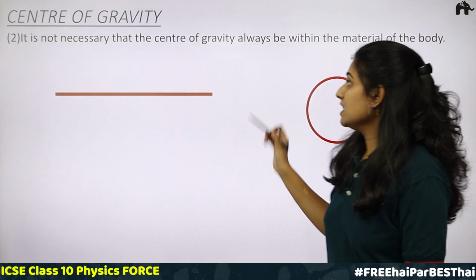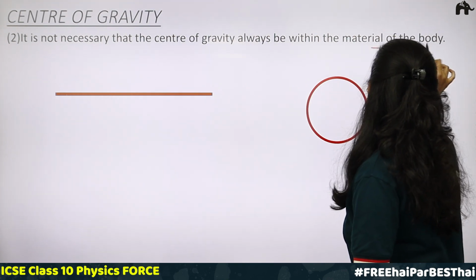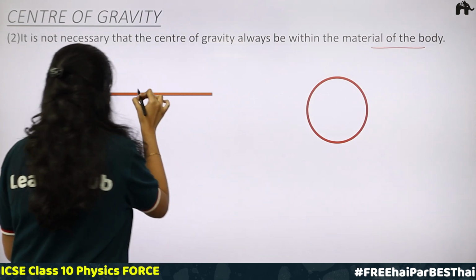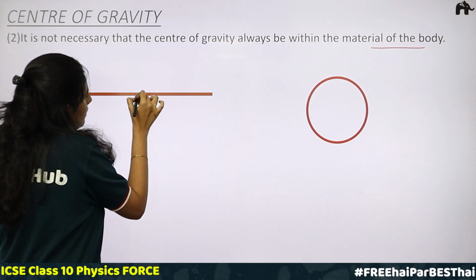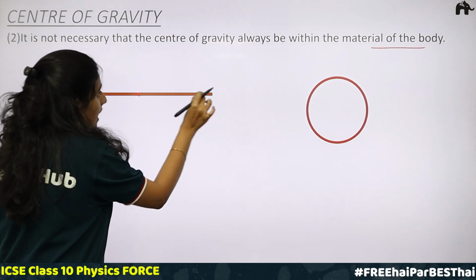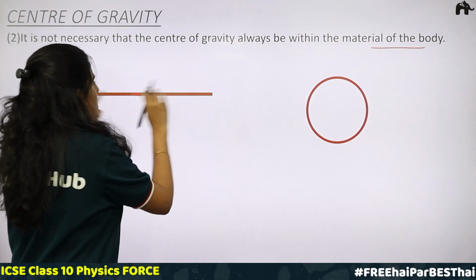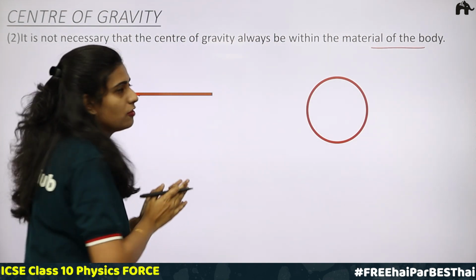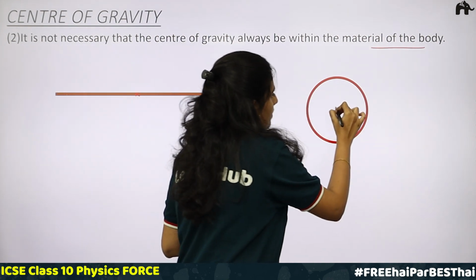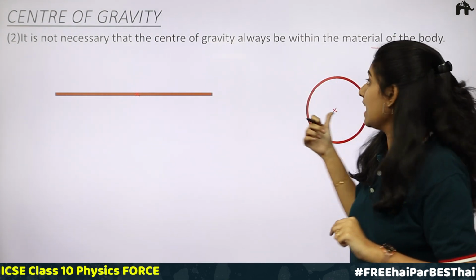Now, the second point: it is not necessary that the center of gravity always be within the material of the body. Consider the same example. We took a metallic wire. We said that the metallic wire had its center of gravity almost at the center of the wire. The center of gravity is lying on the surface of this metallic wire. But when the shape of this body was changed and it is made into a ring, what happens? Center of gravity is at a point inside this circle, inside this ring.